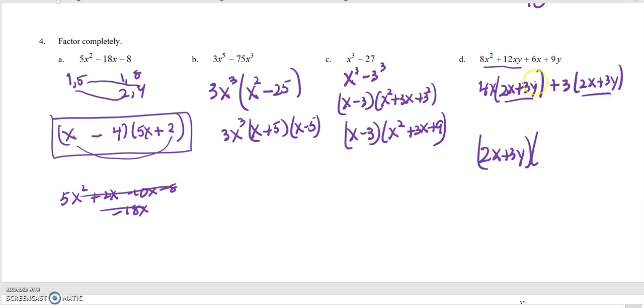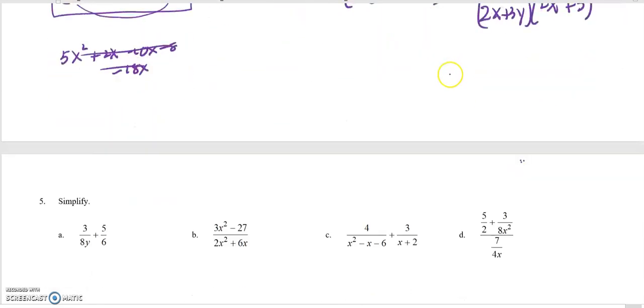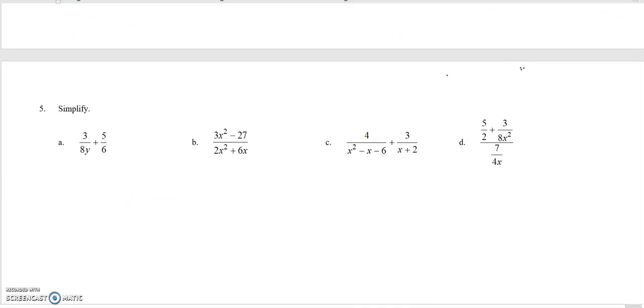What's left? Out of this grouping, a 4x. Out of this grouping, a plus 3. Once again, if you FOIL it out and check, you'll get those 4 terms. It might be a slightly different order, but it will be those 4 terms.